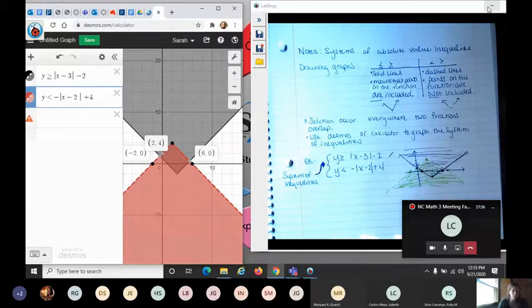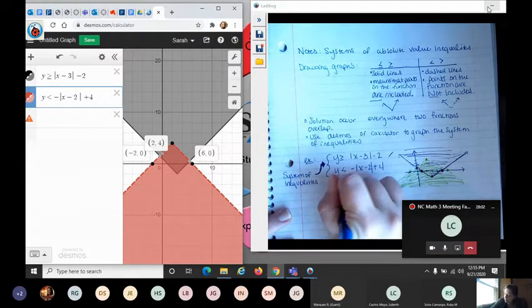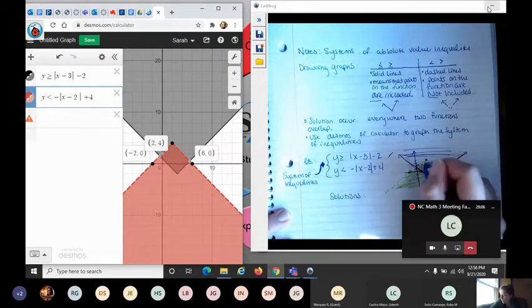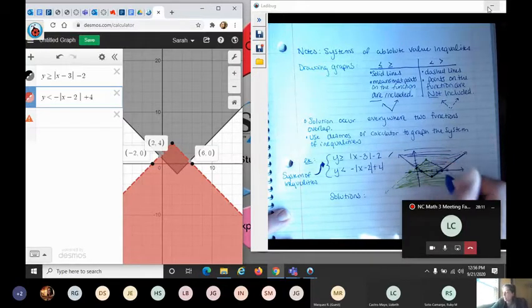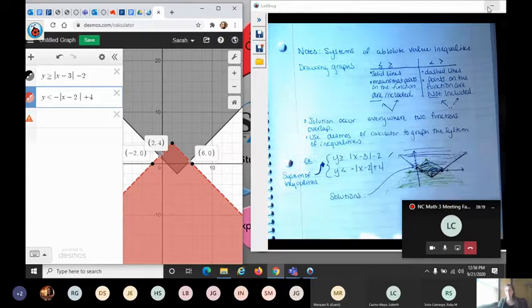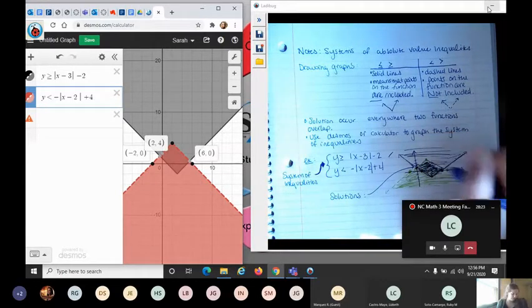All right, now my solutions are going to be inside of this little diamond shape right here. So they're along here, but not on this line because that line is dashed. And then inside of here. So these are my solutions. Little diamond thing right here. What questions do you guys have about those solutions?